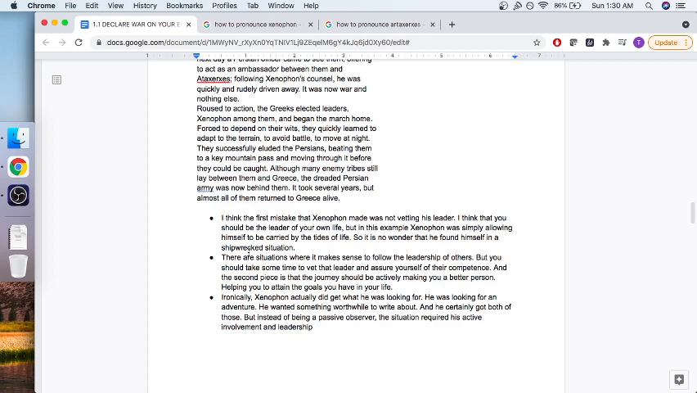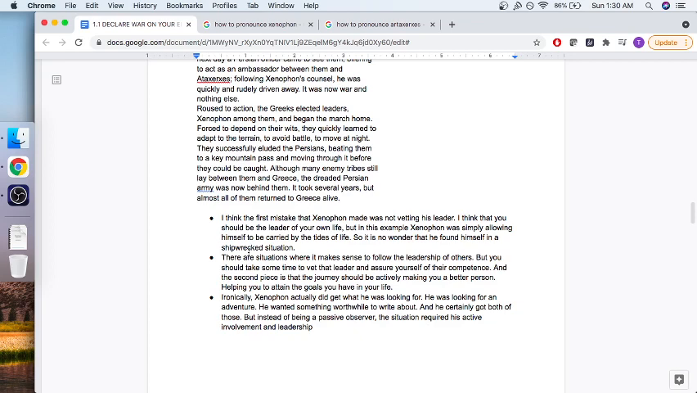I think the first mistake that Xenophon made was not vetting his leader. I think that you should be the leader of your own life, and in this example, Xenophon was simply allowing himself to be carried by the tides of life. So it is no wonder that he found himself in a shipwreck situation. There are situations where it makes sense to follow the leadership of others, but you should take time to vet the leader and assure yourself of the competence.